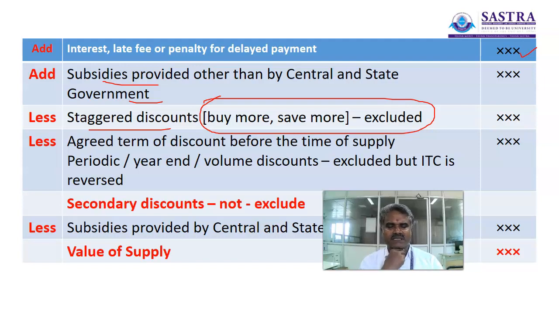Usually this type of discount is given at what time? Festival time. Some branded shirts, like Peter England, Allen Solly, Louis Philippe, give offers at the time of festival. This is called a festival offer. They will say buy 2 get 1 free. Sometimes they give buy 5 get 5. Buy 2 get 2.